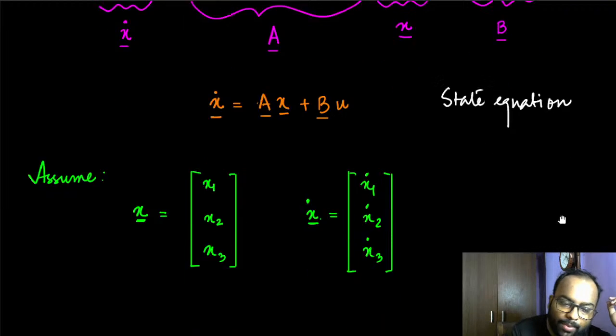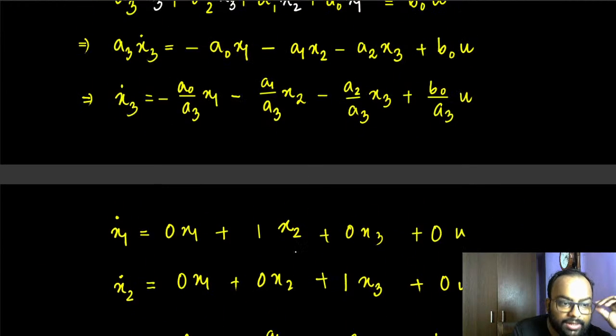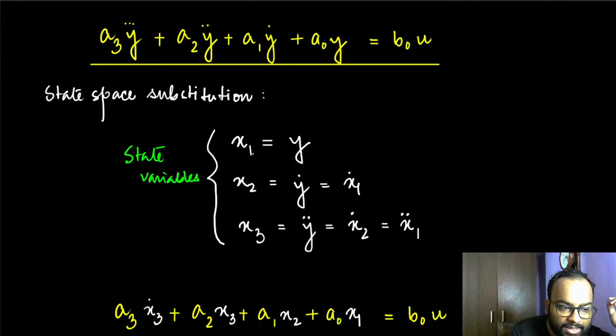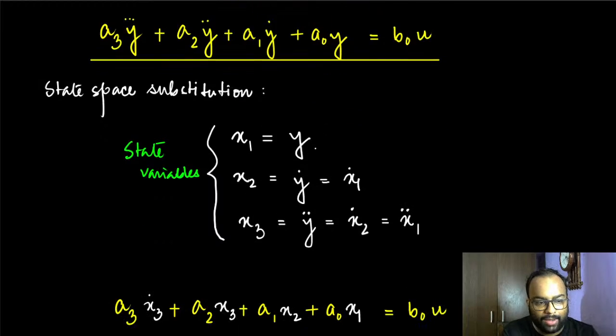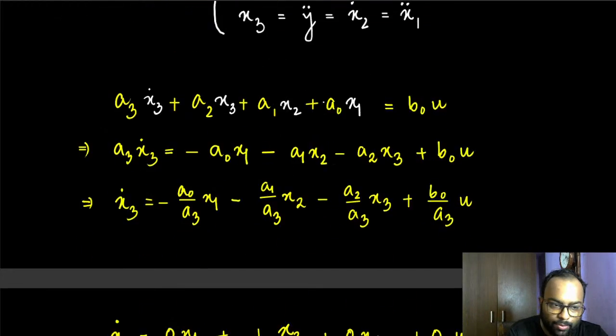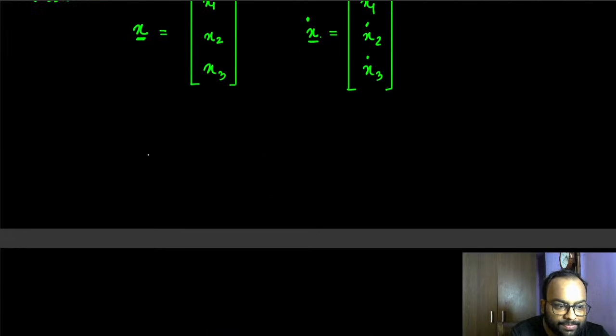And what about the output of the system? Look back. What is the output of the system? You notice that we assumed y to be equal to c. And what was y? y was just x1, right? If y was just x1, then what is the output of the system? We have to also represent that using the matrix form.